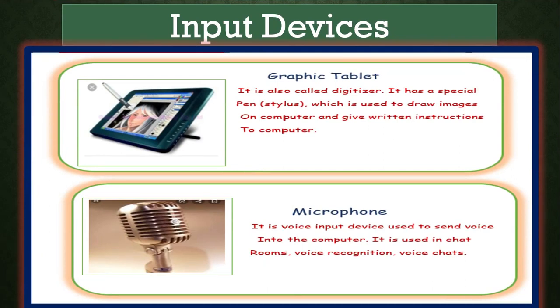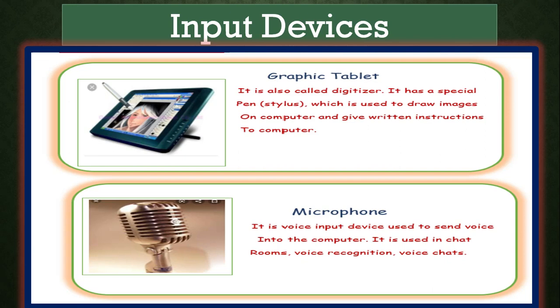Next input device is graphic tablet. Graphic tablet is also called a digitizer. It has a special pen. That pen is known as a stylus, which is used to draw images on the computer and give written instructions to the computer. So with the help of that pen we can draw anything on the screen, or we can give written input to the computer.